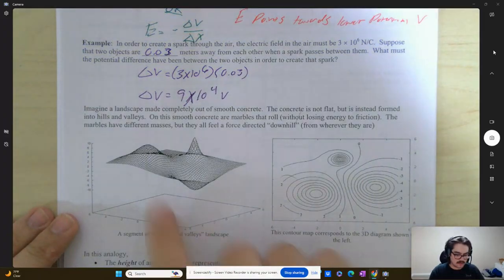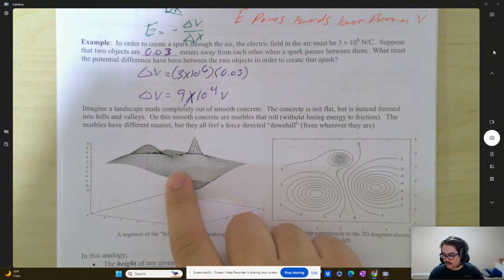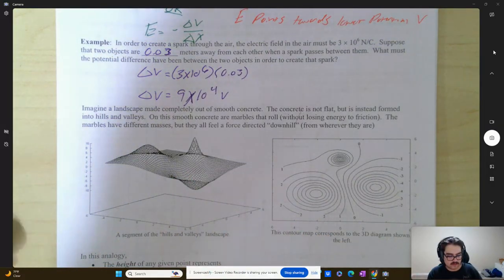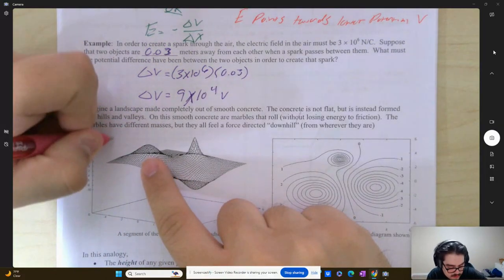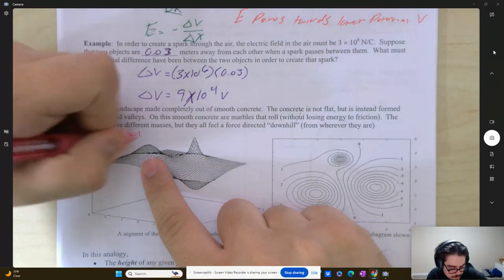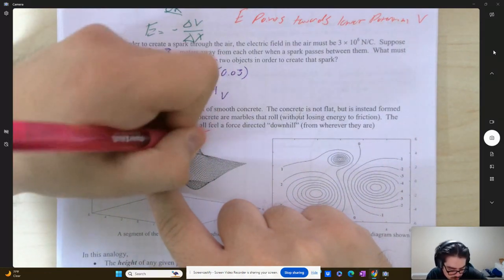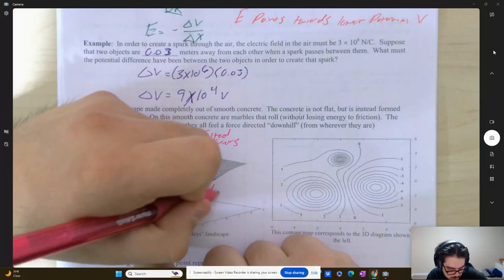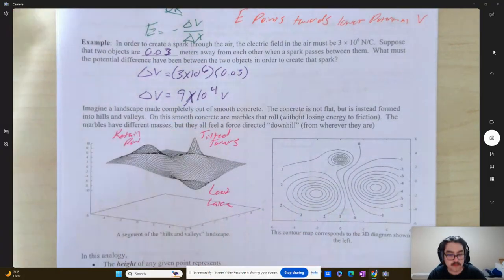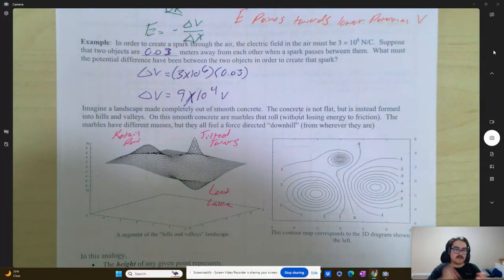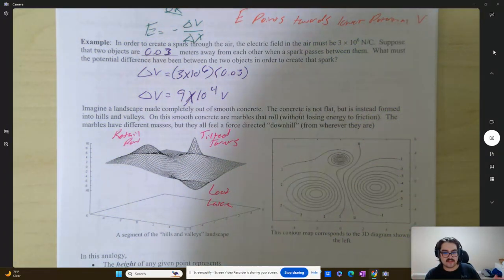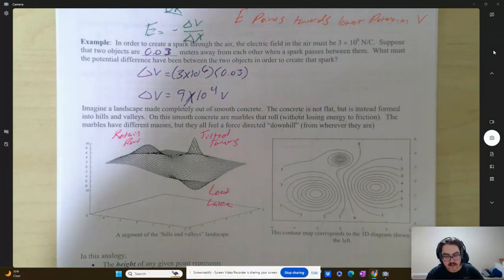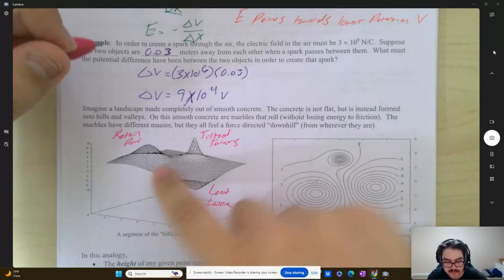So this is kind of a three-dimensional example of an equipotential. We can say that this right here is Retail Row, this is Tilted Towers, and this is Loot Lake. So if you've got those three locations, let's say this is a landscape made out of smooth concrete. It's not flat. There's a bunch of hills and valleys.